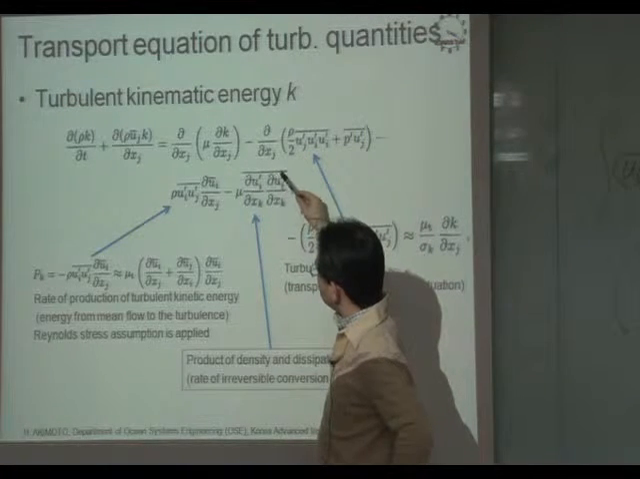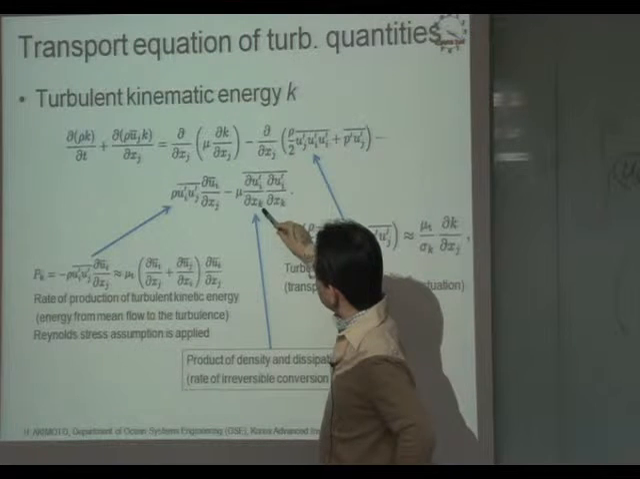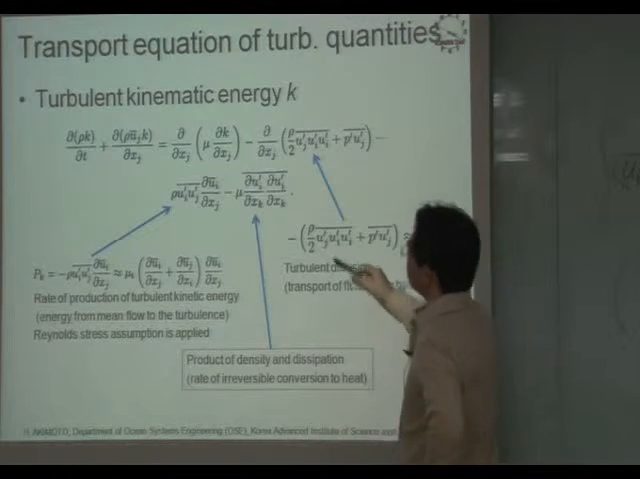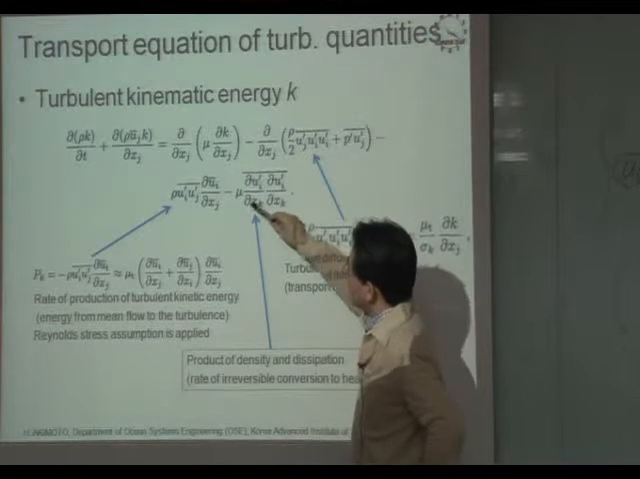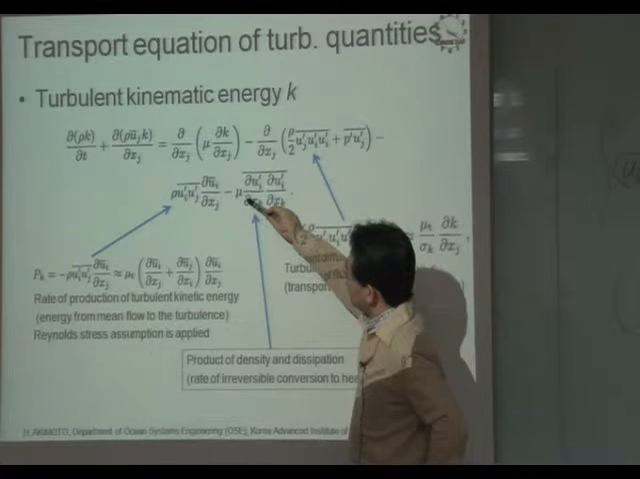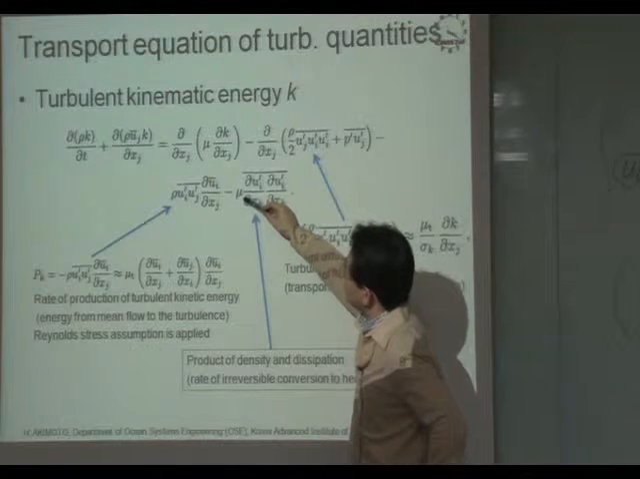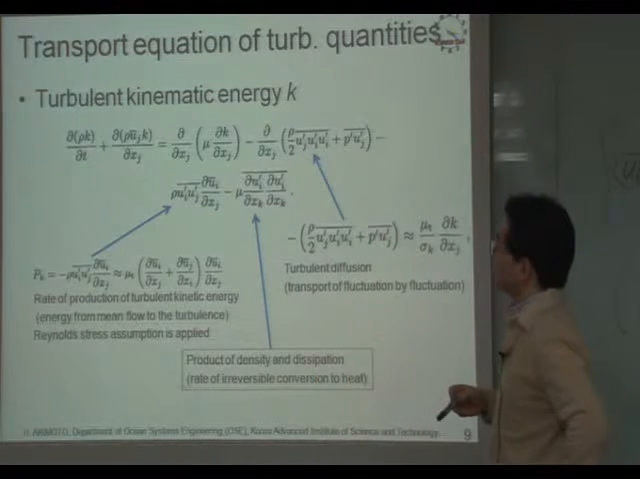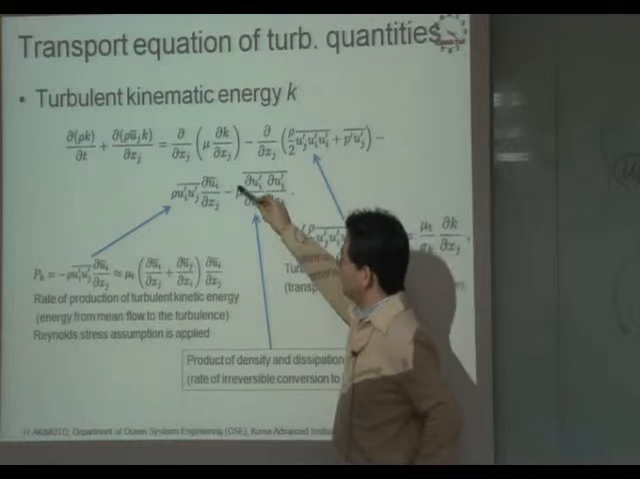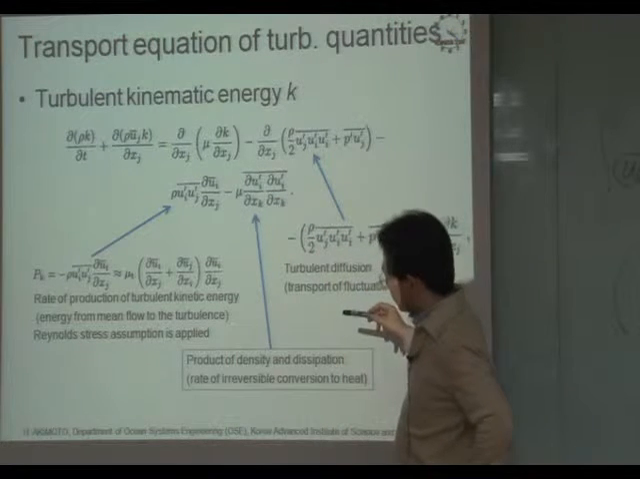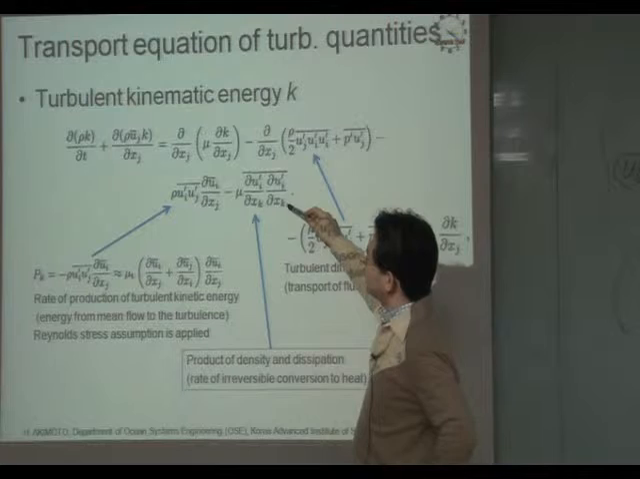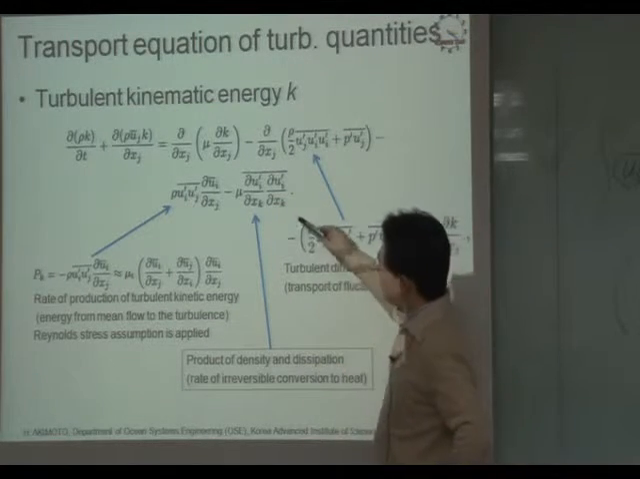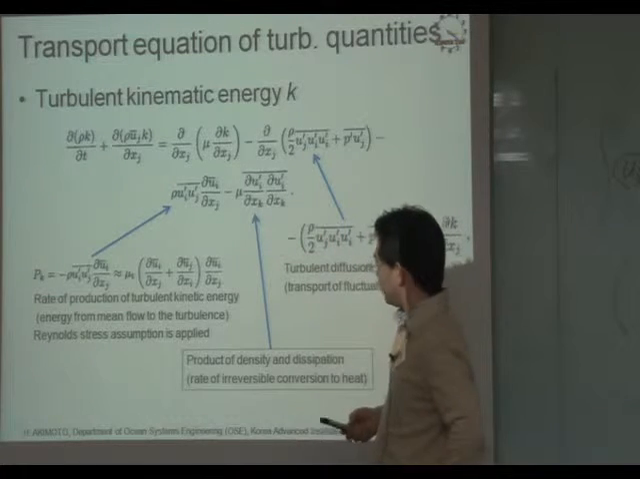It is the square sum of the velocity gradient, and this part is mu, not the kinematic viscosity nu. So this is the dissipation rate multiplied by the fluid density. The detail will be in the next slide.